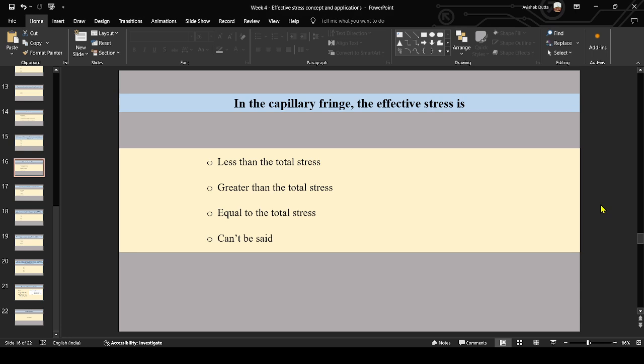I'll repeat the question once. In the capillary fringe, the effective stress is, the options are less than the total stress, greater than the total stress, equal to total stress, or it can't be said. Next question.